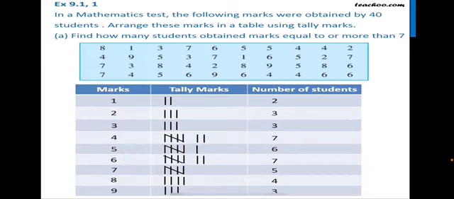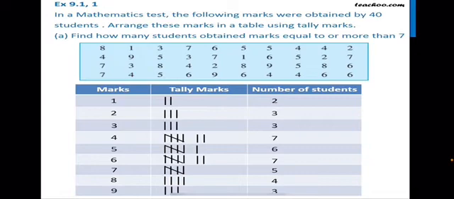Now 5 marks. So 1, 2, 3, 4, 5, 6. So how many 5 marks? 6 students. So again we'll make 5 sticks and then 1 over here. Now 6 marks. So 6 is 1, 2, 3, 4, 5, 6 and 7. So again we'll make 1 five full and then 2. So 7. Now 7 marks: 1, 2, 3, 4 and 5. So 1 five whole we'll make.